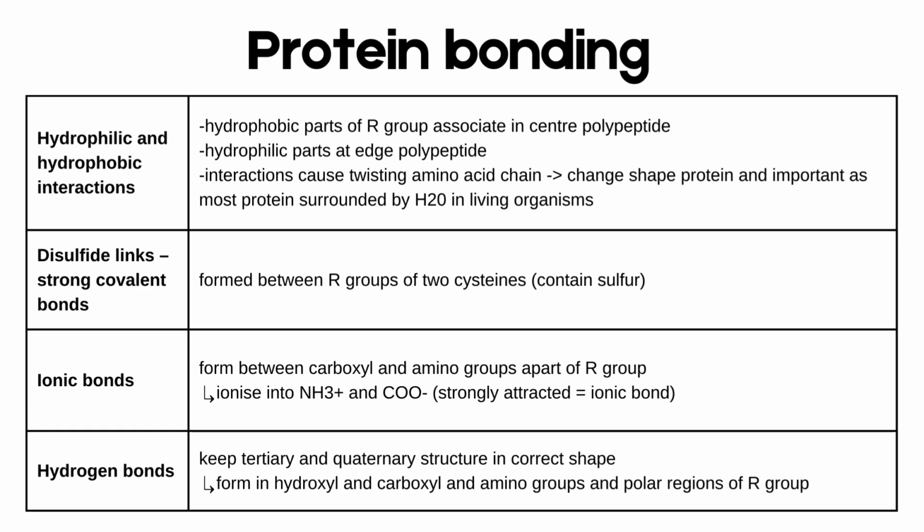Let's zoom in on the bonds in proteins. Hydrophobic interactions push nonpolar R groups into the protein's center, while hydrophilic ones stay on the outside, especially in watery environments. Disulfide bridges form strong covalent links between two cysteine R groups. Ionic bonds occur between charged R groups. And hydrogen bonds keep tertiary and quaternary structures in the correct shape.